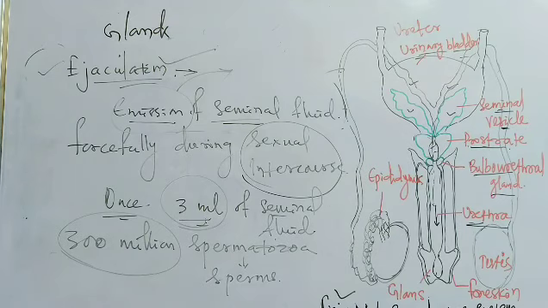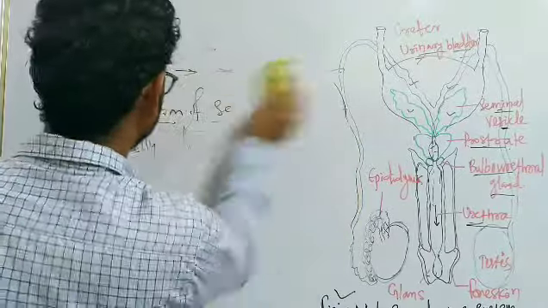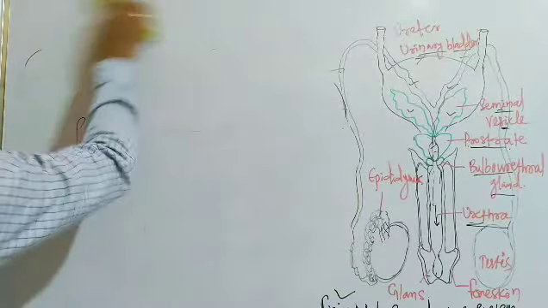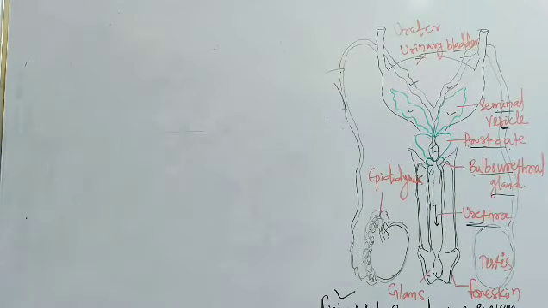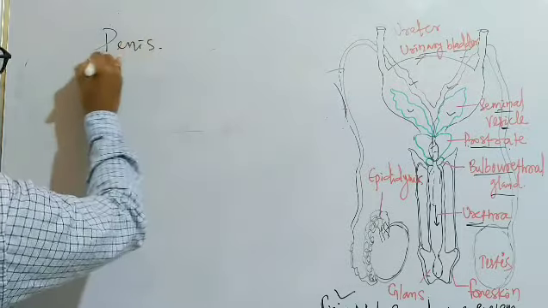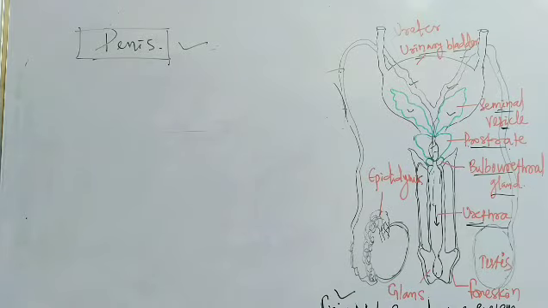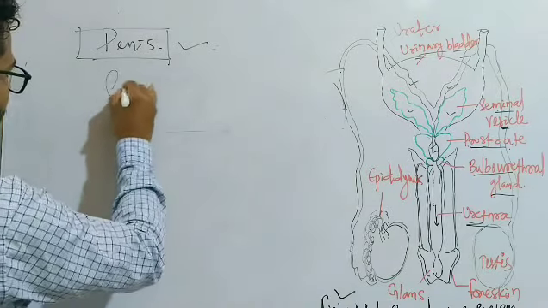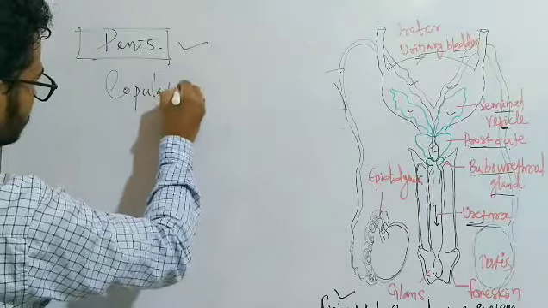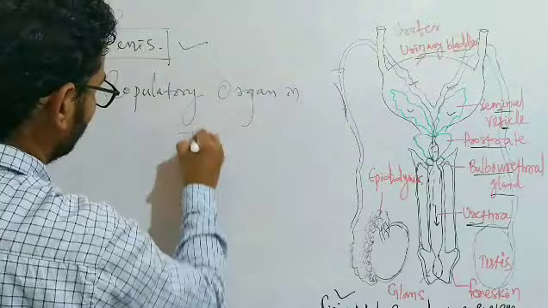Okay, so finally we will discuss the most important supporting and genital organ of the human male, that is the penis. Let's discuss the detailed structure and function of the penis. It is the copulatory organ in the human male.